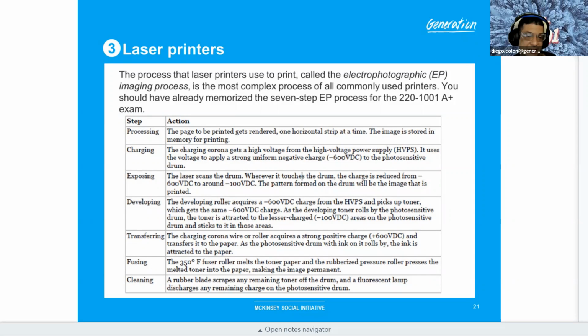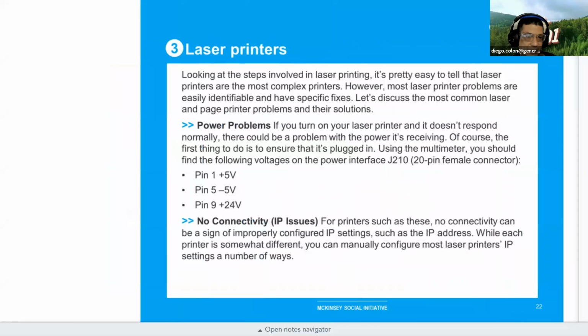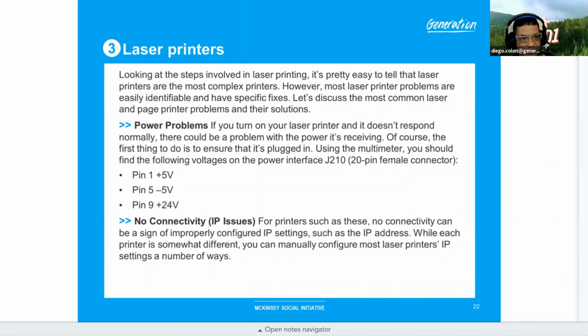Lastly is the cleaning, and that's the rubber blade that cleans the drum inside, where the fluorescent lamp is for the toner, and it erases the image off of the drum. For laser printers themselves, the troubleshooting starts with the power, just to ensure that it's turned on. You can check with a multimeter to ensure that you have the negative, the +5 and the +24. Usually you're not touching a lot of these printers in there. As I said, this depends on the given scenario and where you are. But if you are a person that's going to be repairing printers, you can check the voltages with a multimeter.